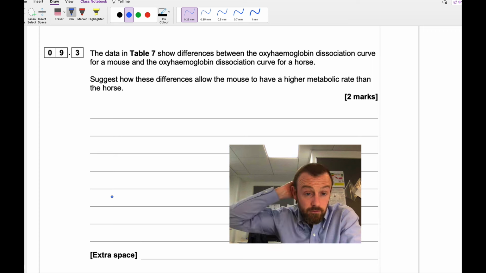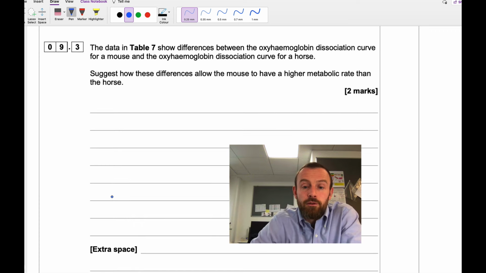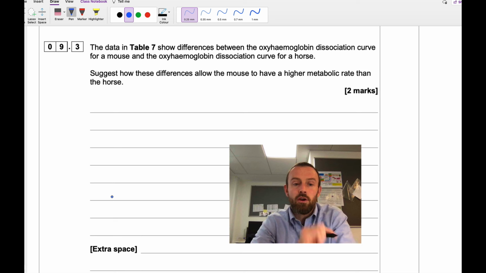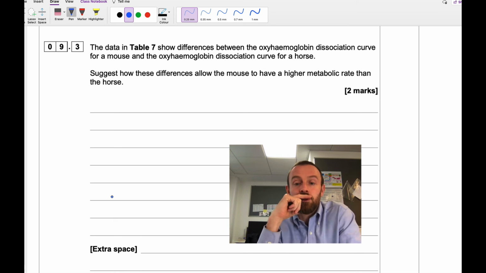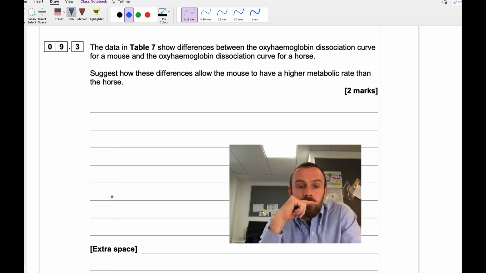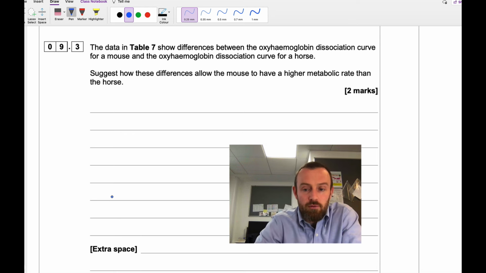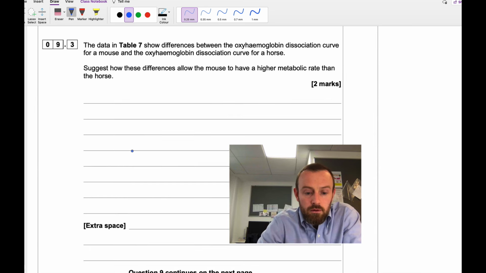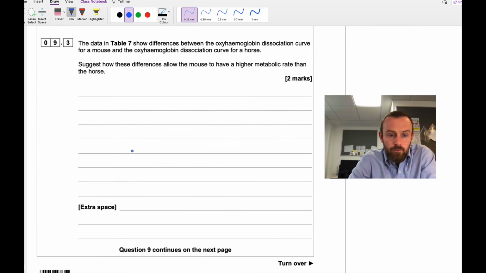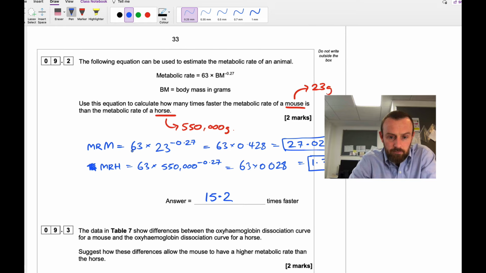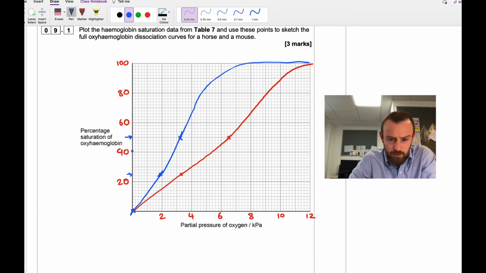9.3. The data in Table 7 show differences between the oxyhemoglobin dissociation curve for a mouse and the oxyhemoglobin dissociation curve for a horse. Suggest how these differences allow the mouse to have a higher metabolic rate than the horse. So we need to look at our graphs again to understand what this is going on about. Okay, so the main difference is that there's a steeper gradient for the horse compared to the mouse.